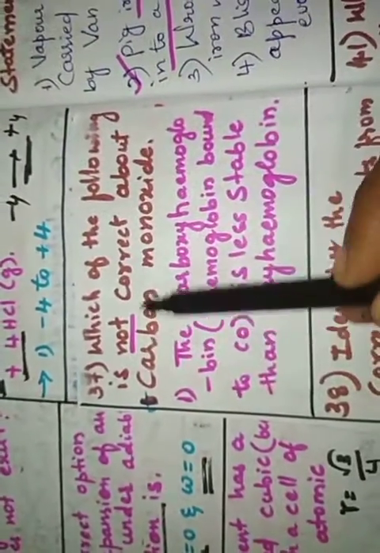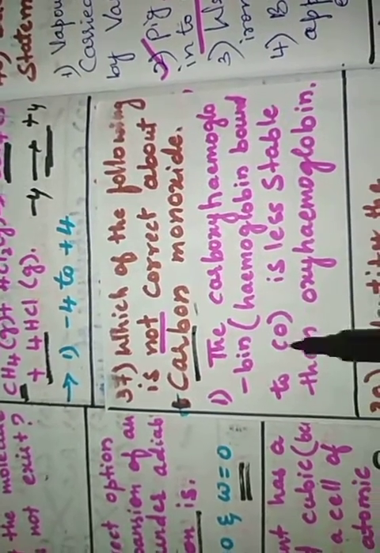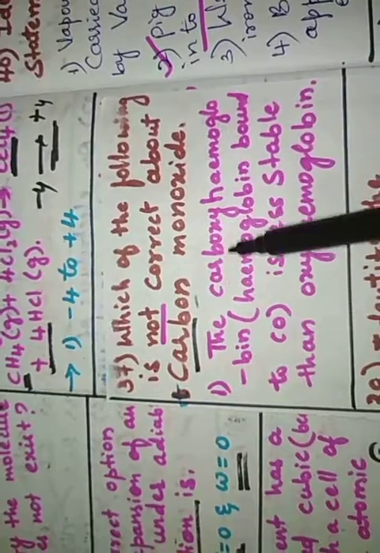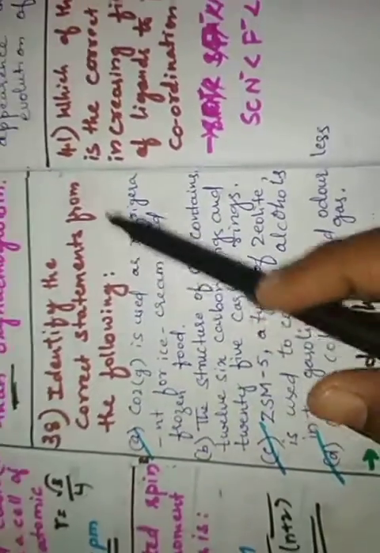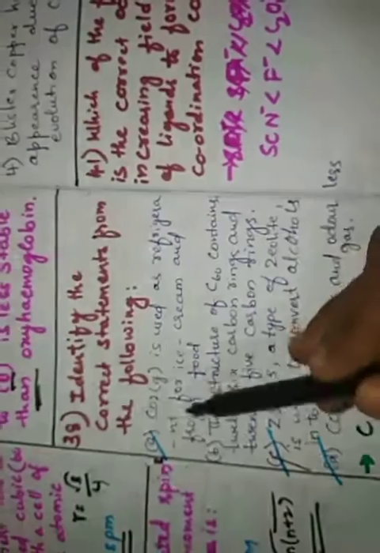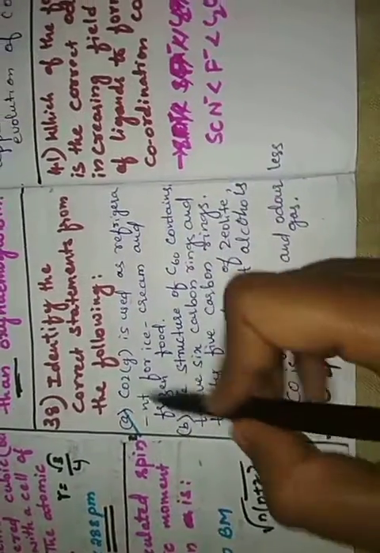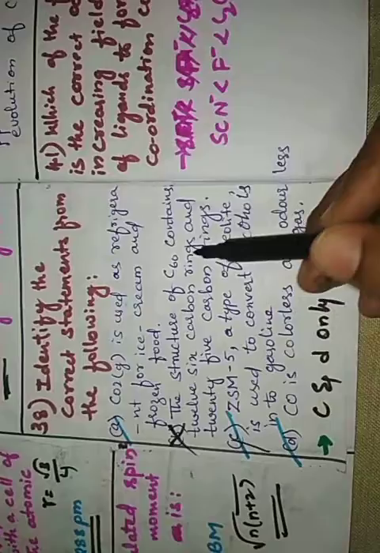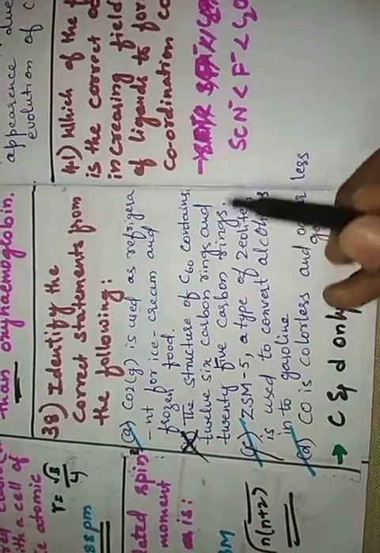Which of the following is not correct about carbon monoxide? Carboxyhemoglobin, bonded to CO, is less stable than oxyhemoglobin, this one is not correct. Identify the correct statement from the following. Here all the statements are given: CO2 is used as a refrigerant for ice cream and frozen food. You should find the correct statement. This is not the correct statement, because the structure of fullerenes contains 12 six-carbon rings and 25 carbon rings, not.